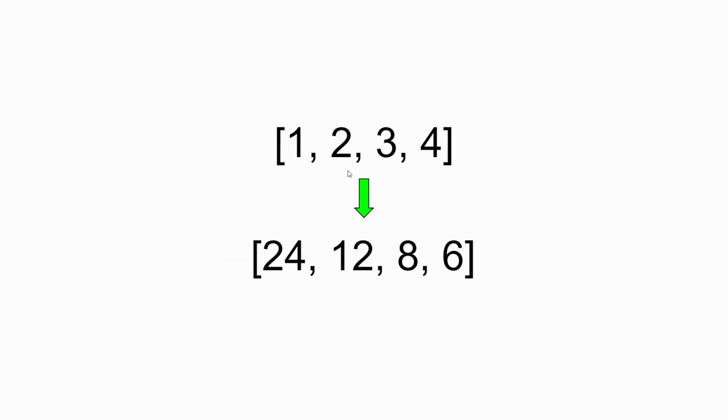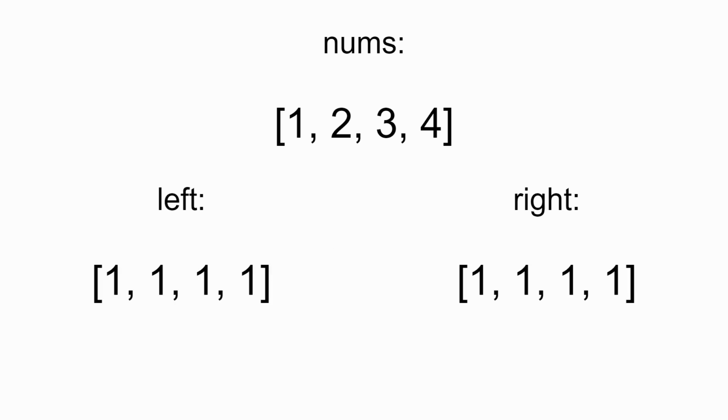So what we're going to do is take this 1, 2, 3, 4 and convert it to 24, 12, 8, and 6. How are we going to do that to satisfy the O of n runtime requirement? Well, what we're going to do is just create a left and a right array, and we're going to instantiate them with ones across the board. Notice they're the same length as nums, and basically all we're going to do is find the product to the left and to the right of that current num.